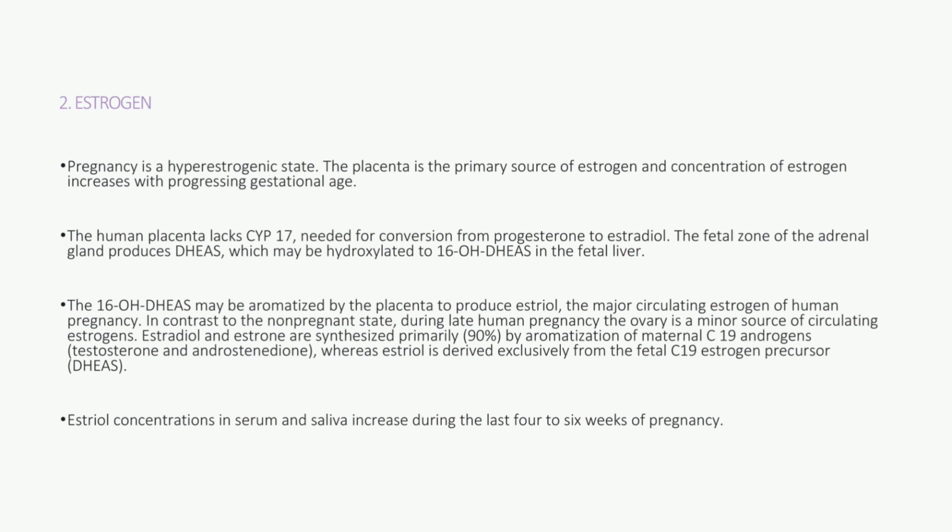of the human pregnancy. So in contrast to the non-pregnant state, during late human pregnancy, the ovary is a minor source of circulating estrogens. And estradiol and estrone are synthesized primarily by aromatization of maternal C19 androgens, that is testosterone and androstenedione. Whereas estriol is derived exclusively from the fetal C19 estrogen precursor, that is the DHEAS.